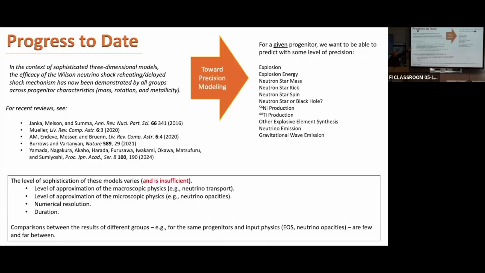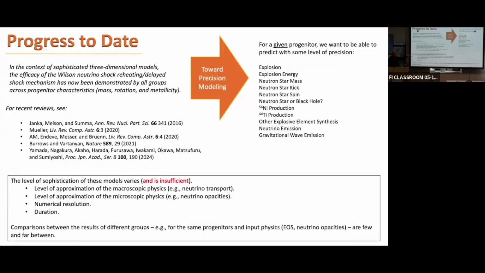And what I've given you here, and I'll make my slides available, I've listed reviews from each of these groups so that you can hear this from different people and different perspectives. Okay, but as I'm about to describe, the level of sophistication in the models across the different groups varies, and in general is not sufficient to do ultimately what we need to do, which I'll talk about in a second.